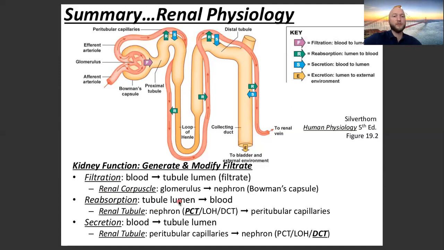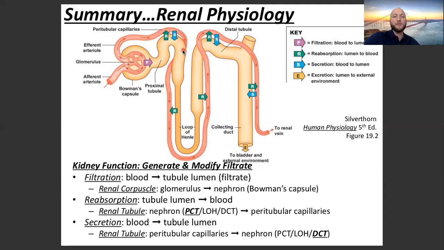Reabsorption. Reabsorption is going to happen throughout the tubule system. And reabsorption refers to the movement of things from the tubule lumen to the blood. So, our fridge analogy. Up here at filtration, we take a ton of stuff out. We take basically everything out of our fridge. That's filtration.